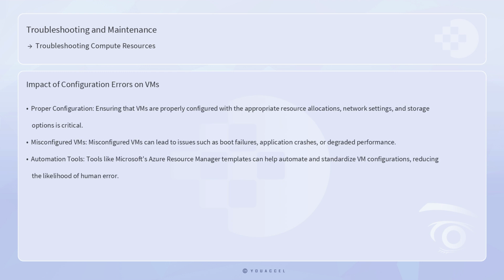Configuration errors can also impact VM performance and availability. Ensuring that VMs are properly configured with the appropriate resource allocations, network settings, and storage options is critical. Misconfigured VMs can lead to issues such as boot failures, application crashes, or degraded performance. Tools like Microsoft's Azure Resource Manager templates can help automate and standardize VM configurations, reducing the likelihood of human error.